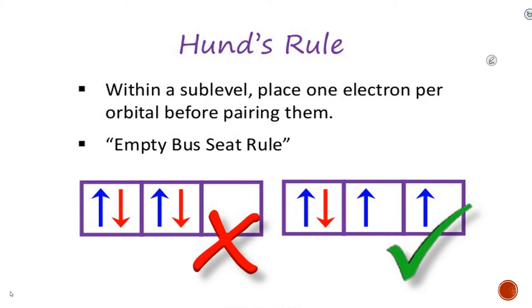Okay, this is video number 5. Now we're going to talk about what you've colored on your periodic table in this video. There we go. So the first one is Hund's rule.